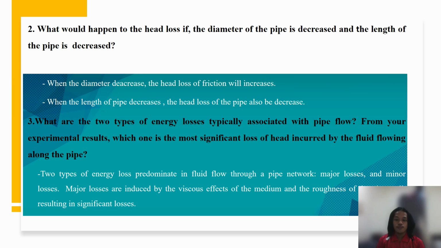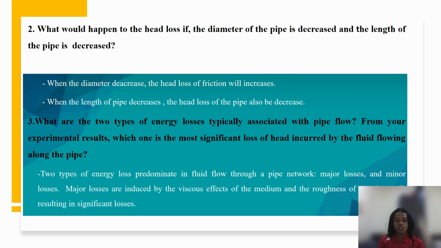Question number 2 is: what would happen to the head loss if the diameter of the pipe is decreased and the length of the pipe is decreased? As we know, when the diameter decreases, the head loss due to friction will increase. And when the length of the pipe decreases, the head loss of the pipe also decreases.